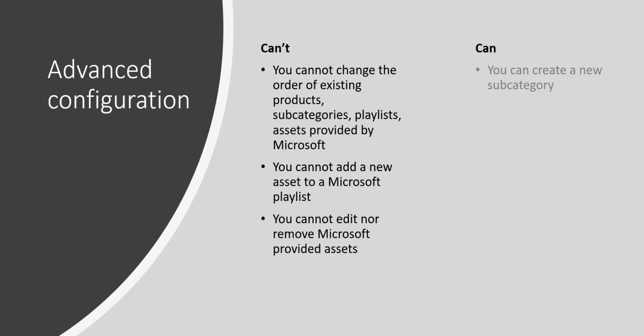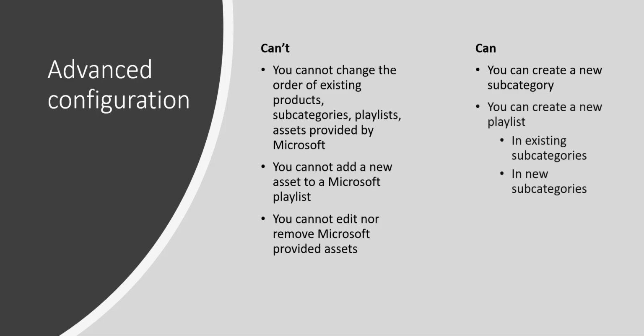Okay, here's what you can do. You can create a new subcategory. So if a category exists already, like products was a category, and then just different subcategories for each product, you can create a new subcategory. You can create a new playlist, okay, in existing subcategories and in new subcategories that you create. You can also copy a playlist and then remove or add assets to it.